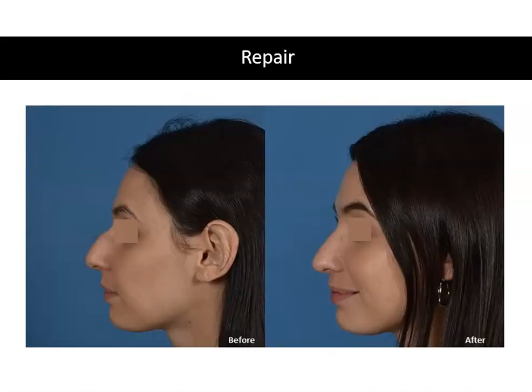All right. Next up, let's take a look at repair. Here, there are really three main code families that I want to focus on under repair. Those three code families are 30400, 30430, 30460. So the first thing I want to tackle is I want you to notice 30400 is a rhinoplasty primary.